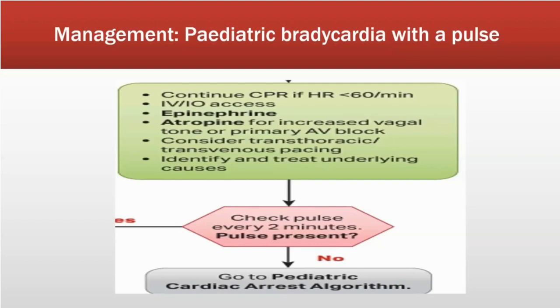If no pulse is present, then go to your pediatric cardiac arrest algorithm. If your pulse is present, reassess to see if the bradycardia and cardiopulmonary compromise continue despite oxygenation, ventilation, and CPR. If your bradycardia and cardiopulmonary compromise have improved, support your ABCs as needed, consider oxygen, observe and perform frequent reassessments, obtain your 12-lead ECG, and identify and treat any underlying causes.